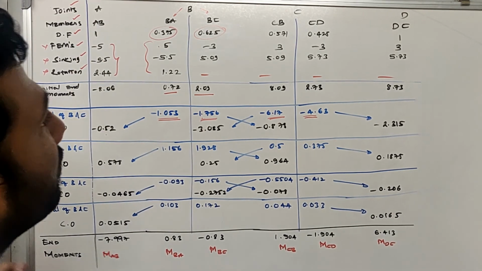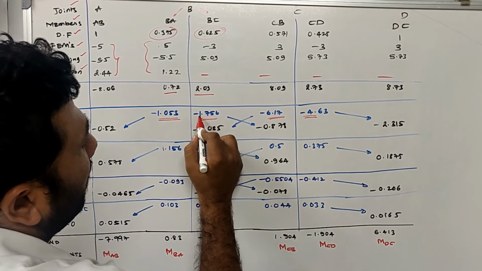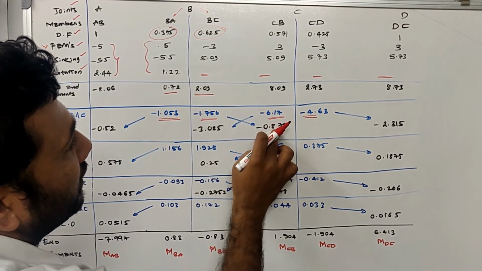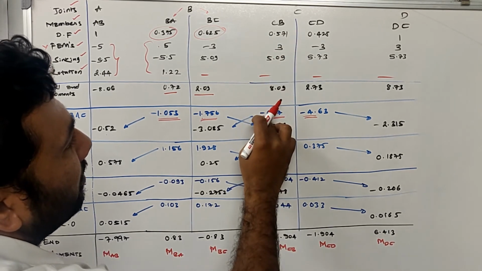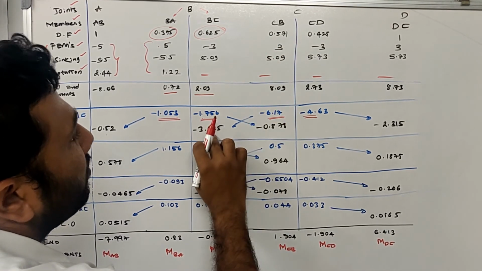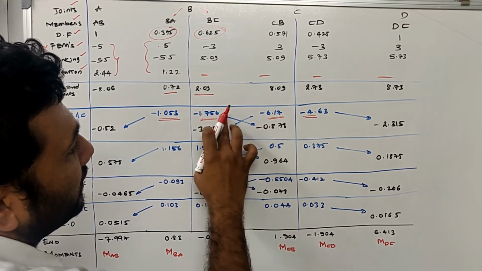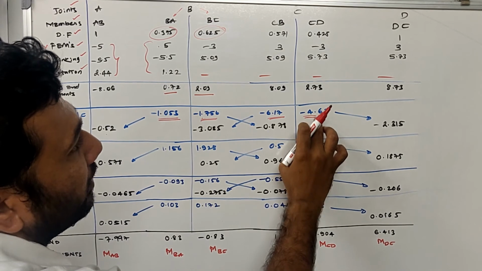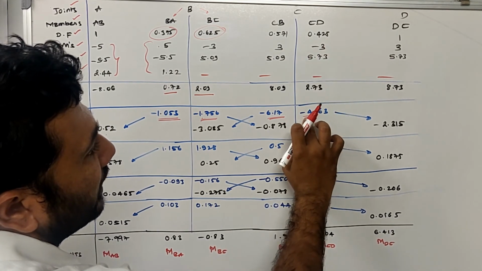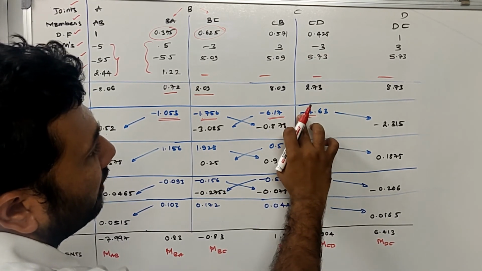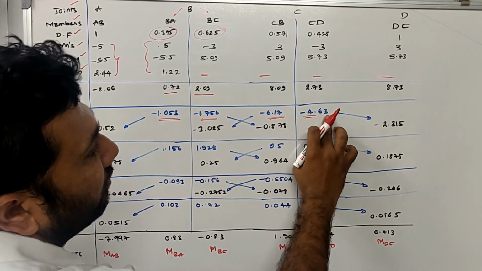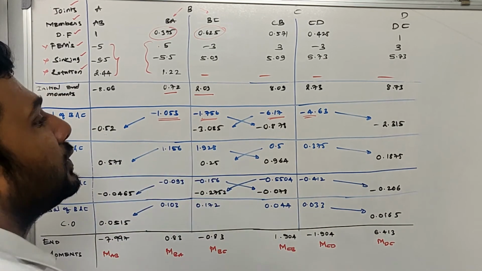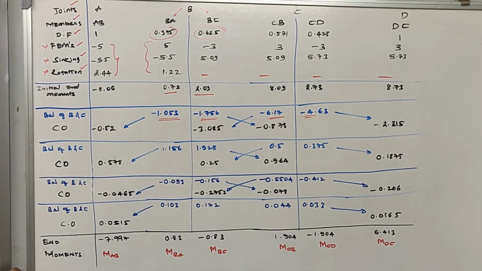Now similarly for BC, this is 1.756. Half of this will be sent to this side for CB. Similarly, the moment that is applied at CB, half of that will be sent to BC. Now the carryover has been done between BC to CB and CB to BC. Now going to the member CD, there is a balancing moment that we applied here, which is minus 4.63. Half of this will be equal to minus 2.315. Now this is your first iteration. We completed our first iteration.